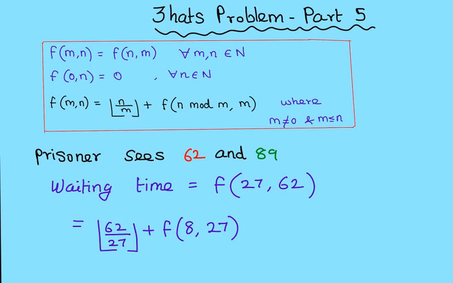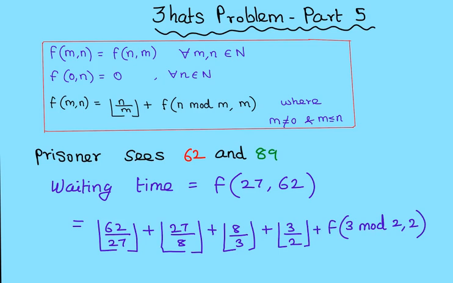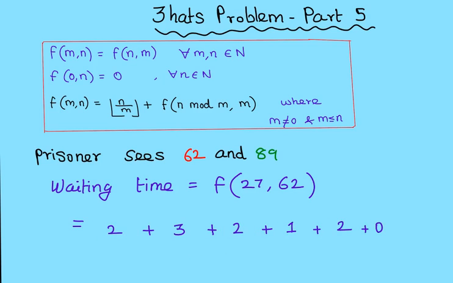So again applying the recursive function, we get this. 27 mod 8 is 3. Again applying the recursive function, we get this. 8 mod 3 is 2. Again applying the recursive function, we get this. 3 mod 2 is 1. So again applying the recursive function, we get this. 2 mod 1 is 0, and finally f of 0 comma 1 is 0, and solving this we get 10.